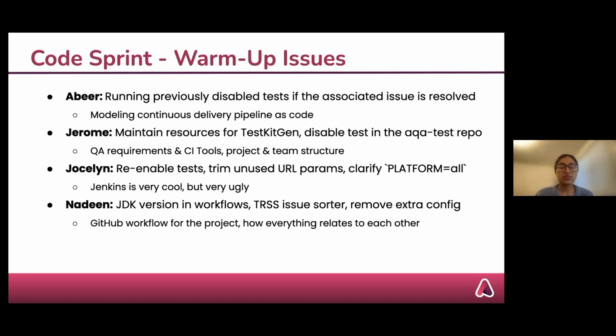Later, each one of us worked on some warm-up issues to get used to the workflow and testing. The issue that I worked on was writing a script that would automatically run previously disabled tests if the associated GitHub issue is closed. I learned how one could model a complex continuous delivery pipeline as code while I was looking through the Jenkinsfile on GitHub. Next, Jerome will talk about what he worked on.